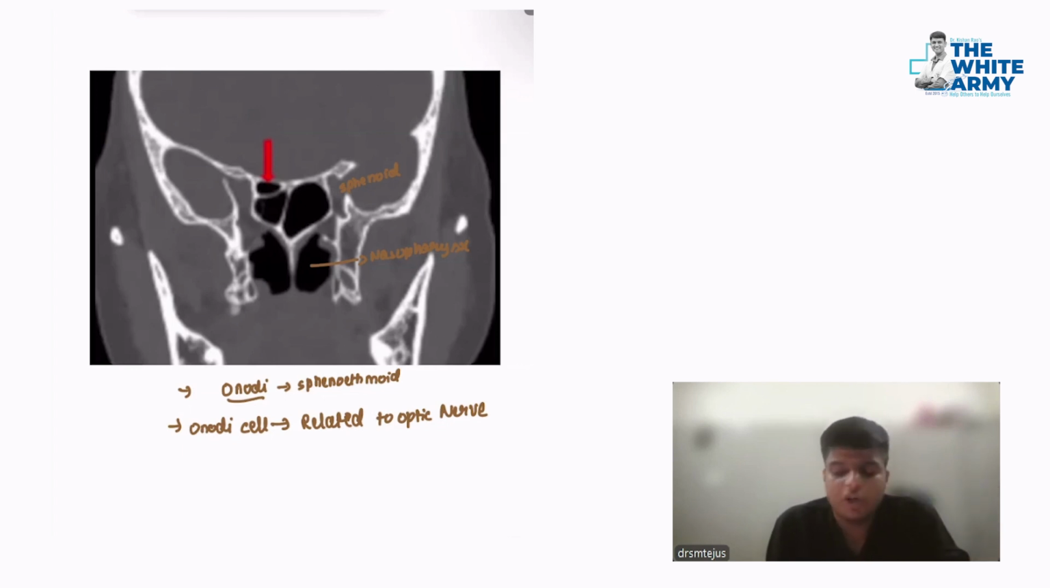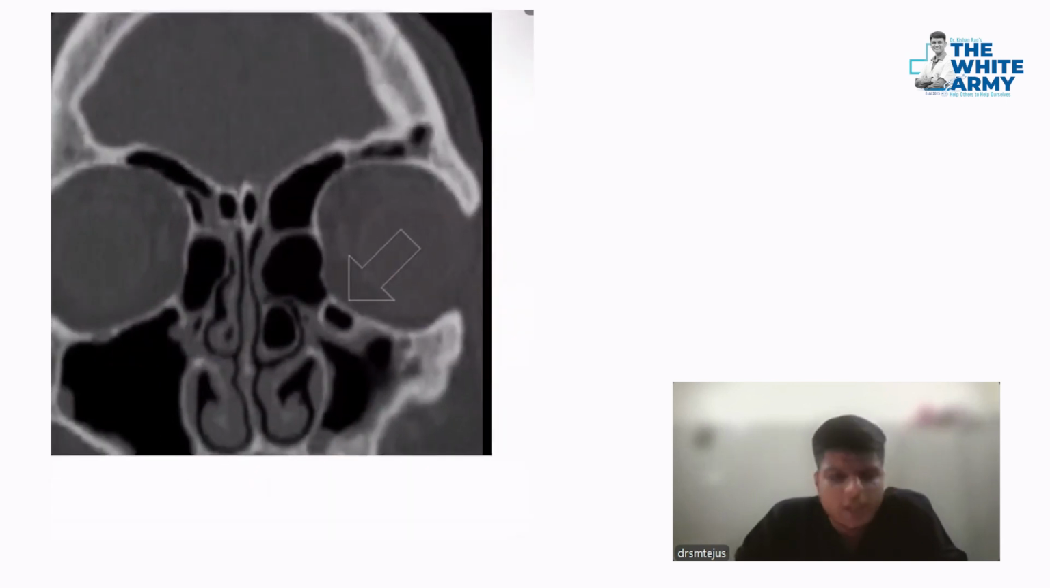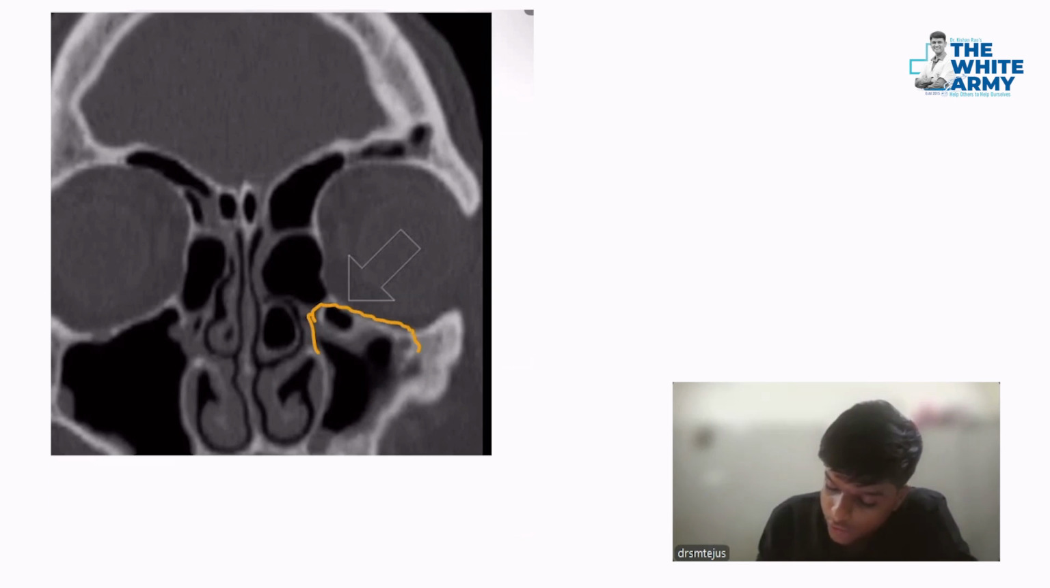The Onodi cell is present posteriorly, in proximity to the optic nerve and sphenoid. So if you see a sphenoid sinus and nasopharynx and they label an air cell and ask which of the following options is the labeled air cell, Onodi cell is the answer. All the other cells other than the Onodi cell are anterior cells. Only the Onodi cell is a posterior ethmoidal air cell. Now, this air cell we can see is present in the roof of the maxillary sinus.